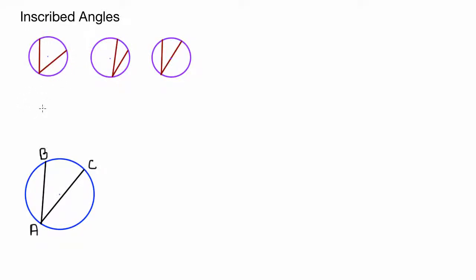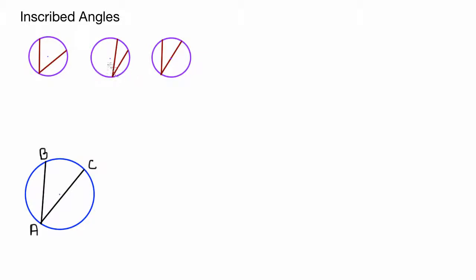Let's talk about inscribed angles. So here I have 3 inscribed angles, and these are the 3 different ways an angle can be inscribed in a circle. So the first way is with the center of the circle on the inside of the angle. So here's the angle, okay, and the center of the circle is on the inside.